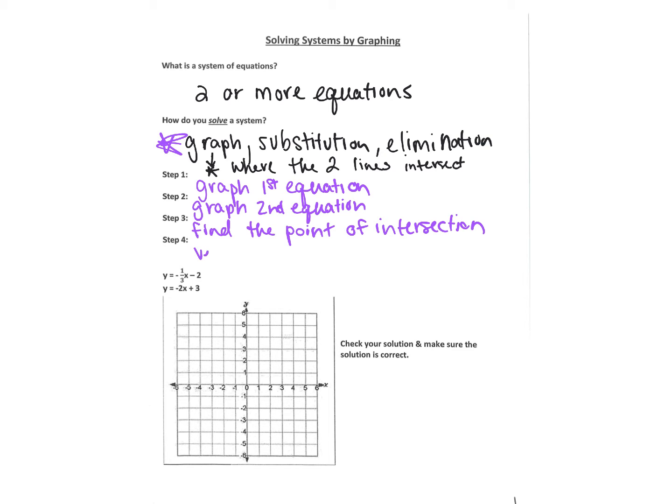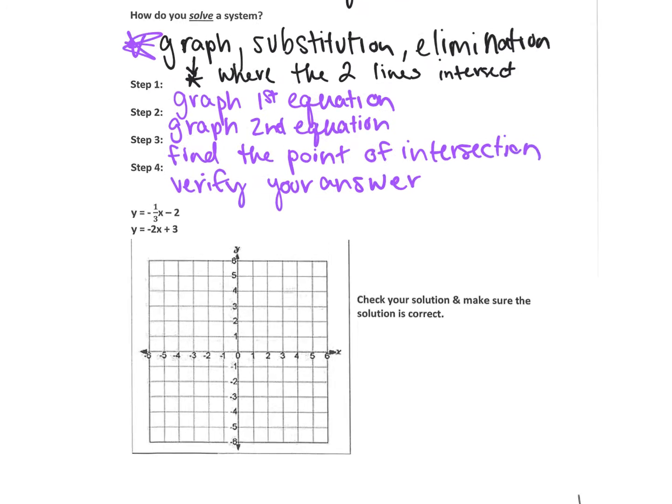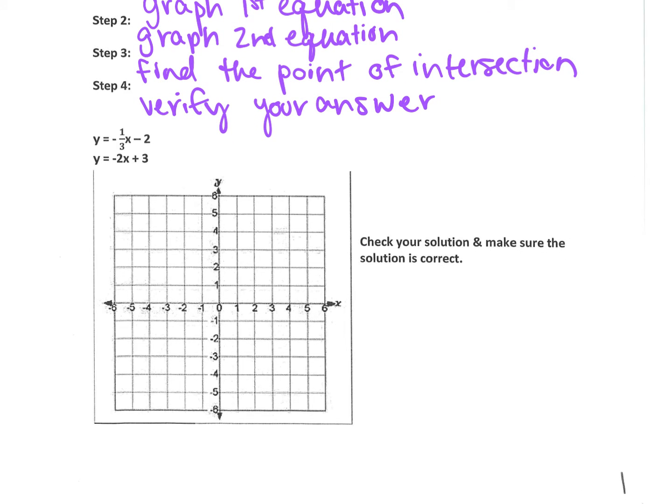And step four is verify your answer. And so let's practice that down below. So we have two equations, negative 1/3 x minus 2, let's make this bigger, and negative 2x plus 3. So first let's graph negative 1/3 x minus 2.